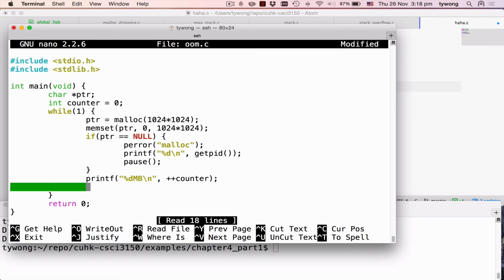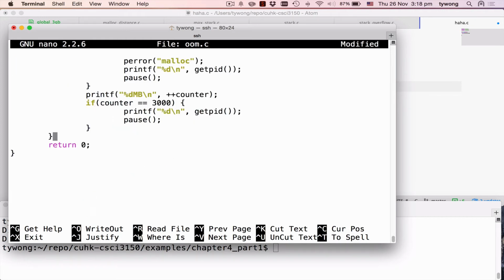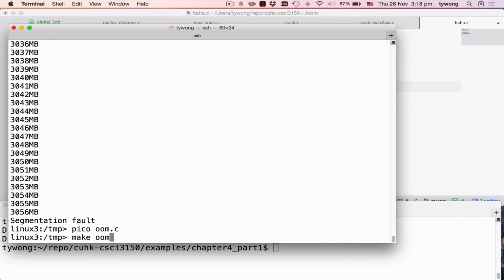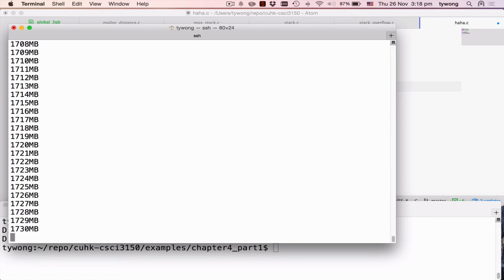Now, how about I do this? If counter equals 3000, then I pause it, so that we can see what is going on. Hope that I won't kill that guy. So now the process just stopped there because of our counter at 3000. Let's see what is going on if I suspend it.